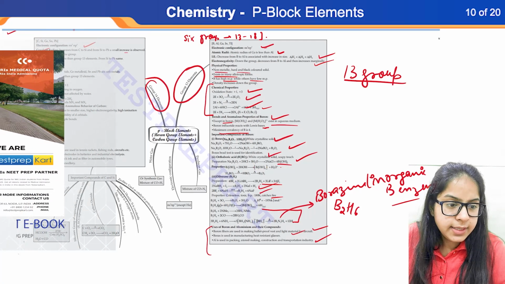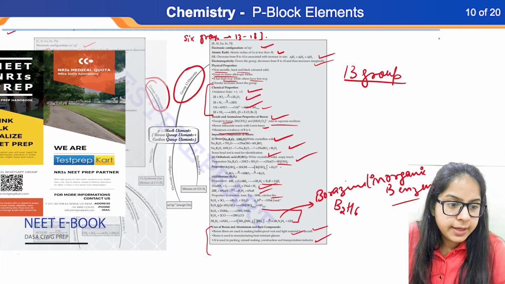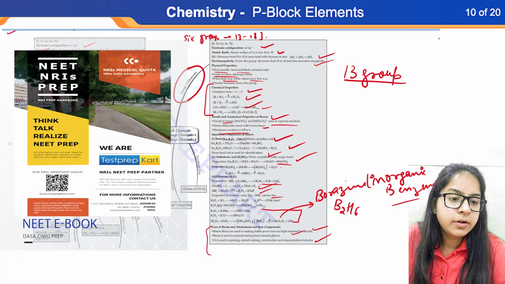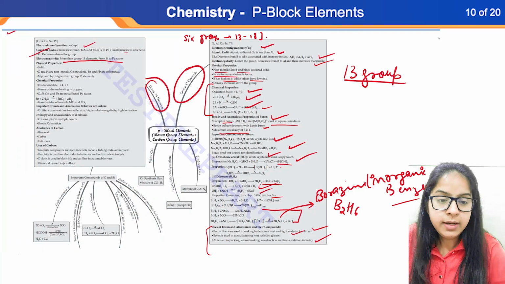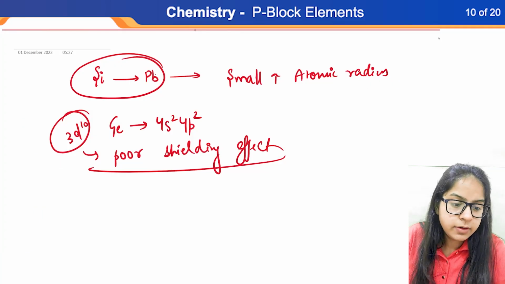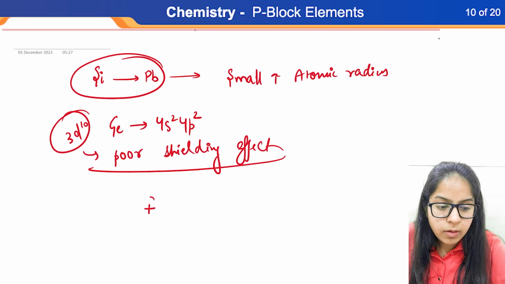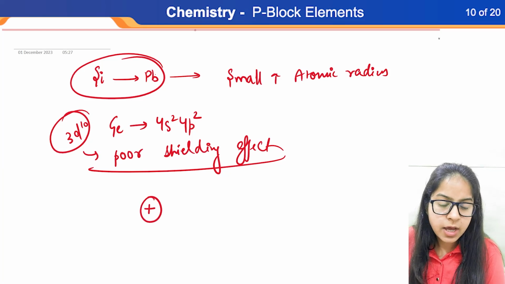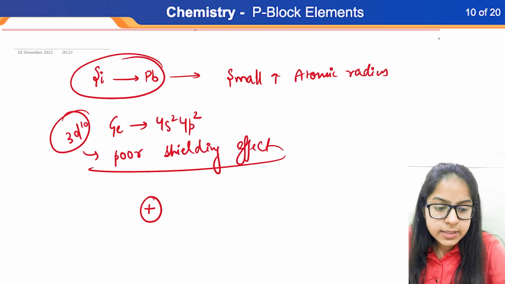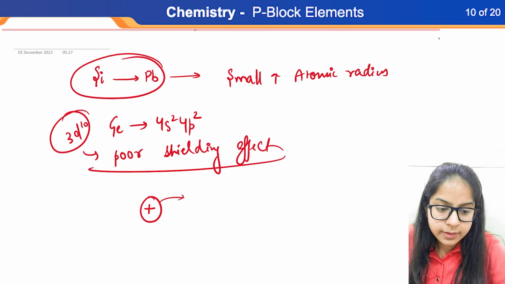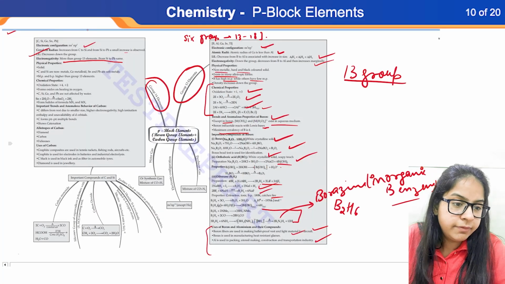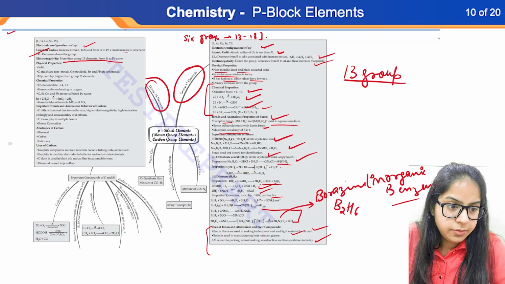Now the next one is electronegativity. Electronegativity of group 14 is more than that of group 13. Why is it more than that of group 13? Because of the increase in the positive charge on the nucleus. That's why it is going to attract the electrons more effectively than the group 13 elements.